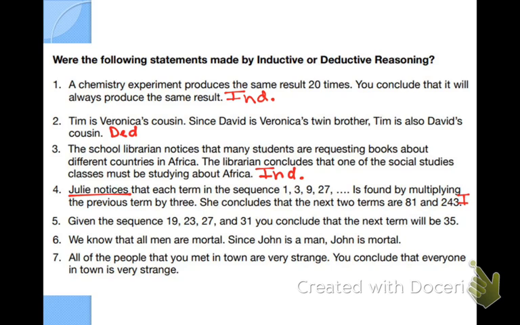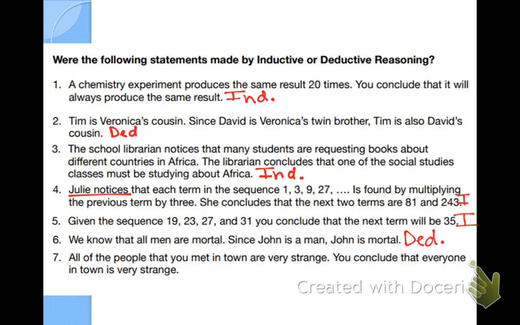Number 5, given the sequence 19, 23, 27, 31, you conclude that the next term will be 35. Is this a fact or a pattern? Pattern, so it's also inductive. We know that all men are mortal. What does mortal mean? Can die. Yeah. All men can die. Since John is a man, John is mortal. These are deductive because these are all facts.